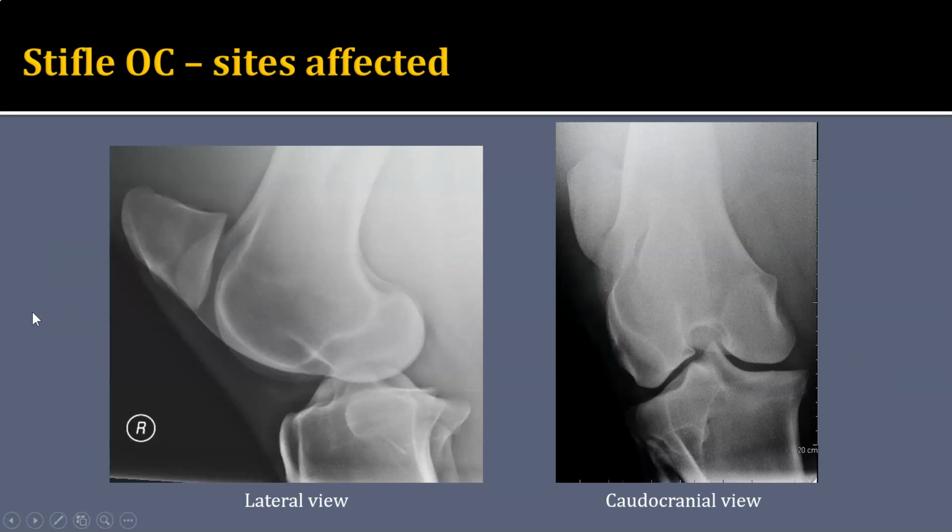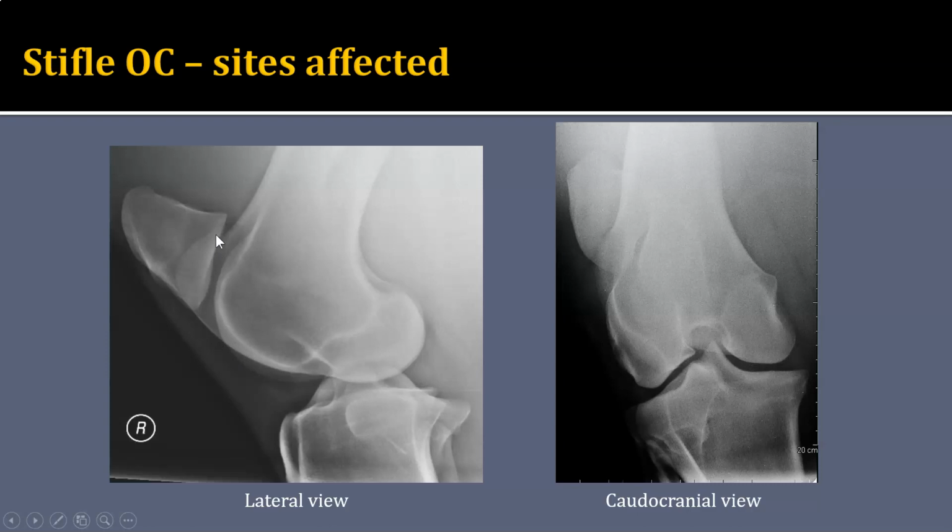These are the lateral and caudocranial views of the stifle in a normal horse. This is the femoral trochlea, and so we have the medial ridge, which is the ridge that is more cranially projecting and larger, and then we have the lateral ridge. Both can be affected, but like I said, the lateral ridge is most commonly affected, and it's usually in this middle third here.